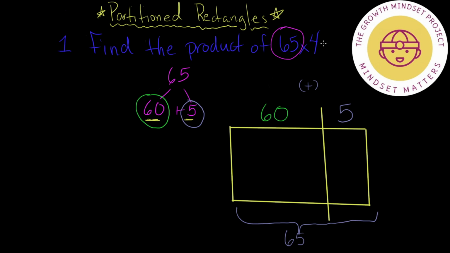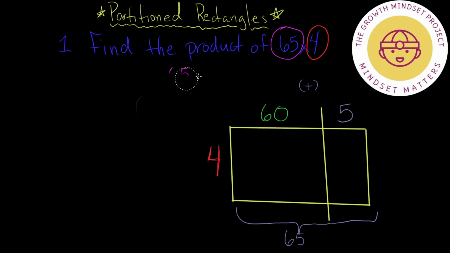Well, we can't forget though, what are we multiplying by? We're multiplying by the number 4, okay? So we're going to put that 4 right here. And now we have our partitioned rectangle set up. Okay, now we can do the multiplication to help us.